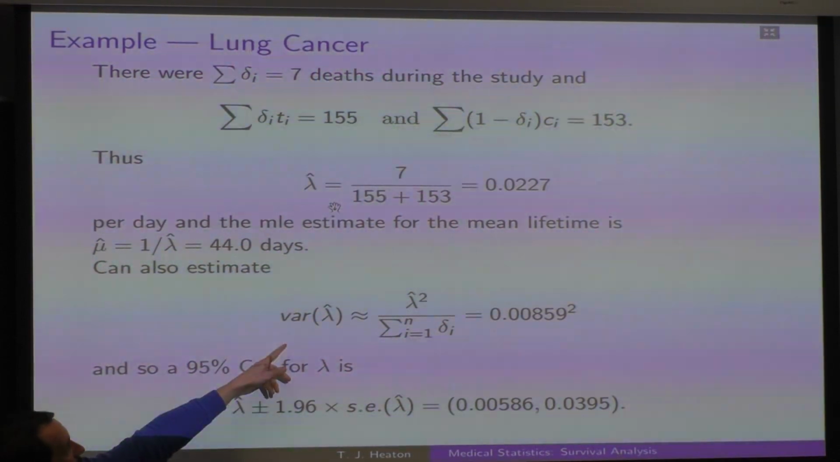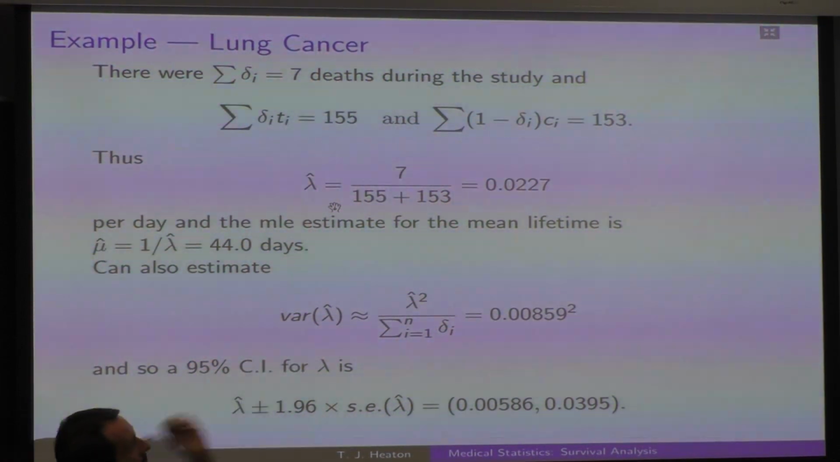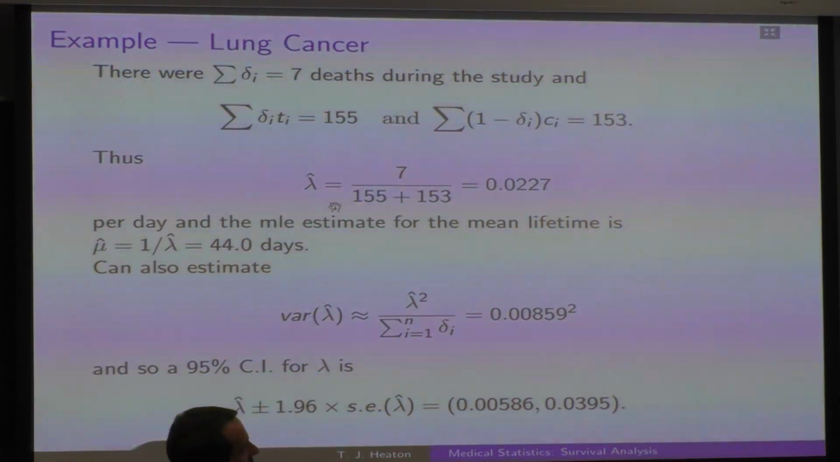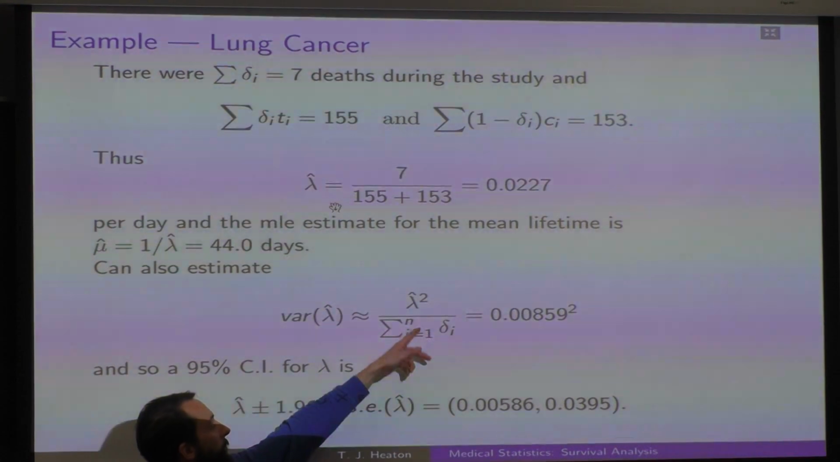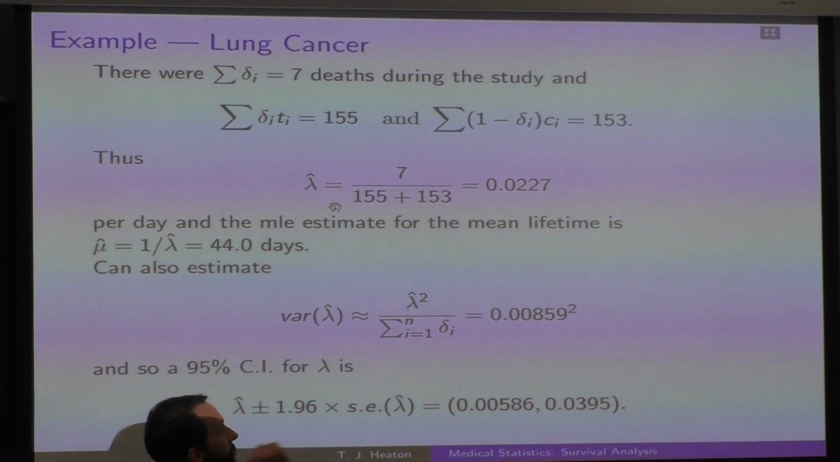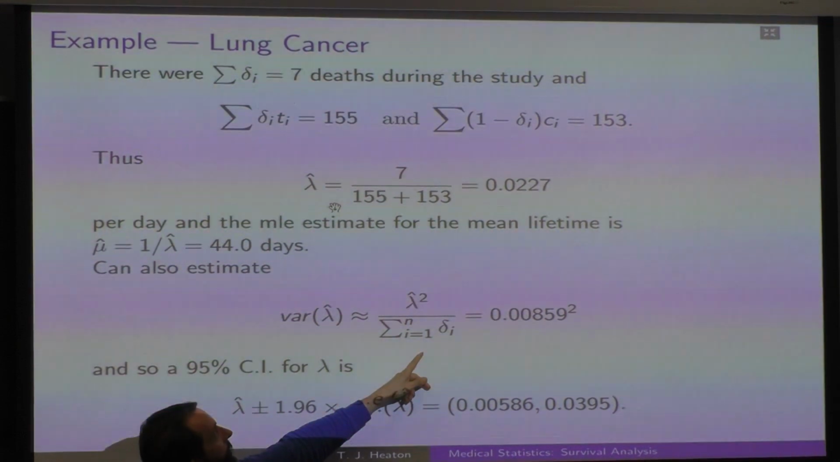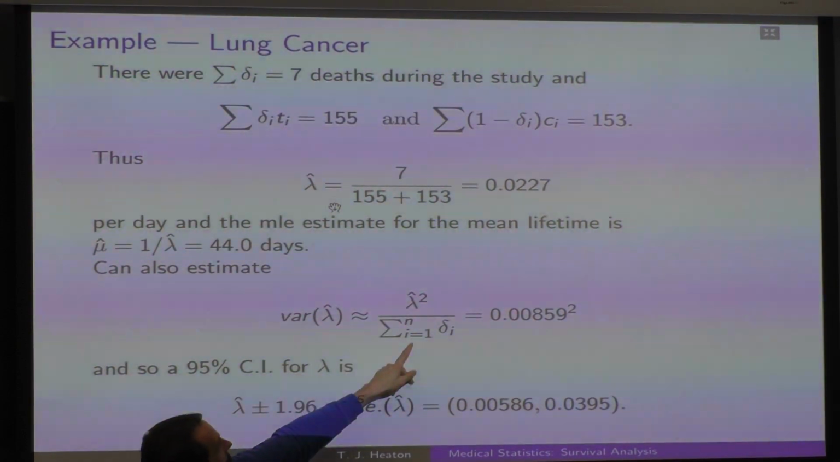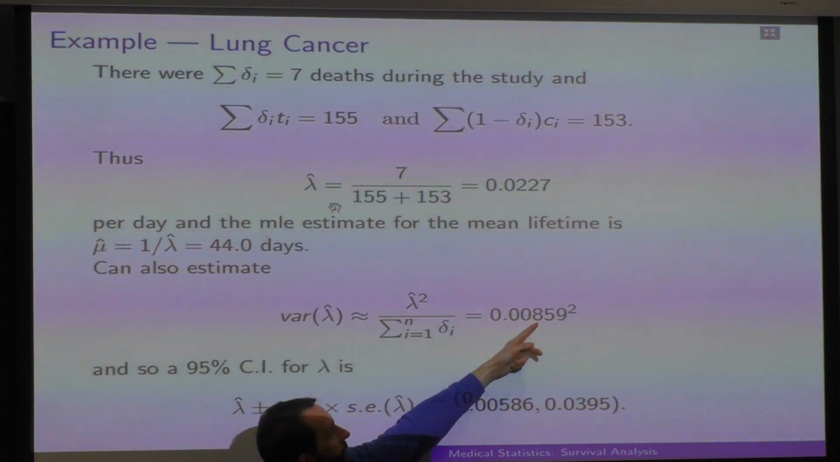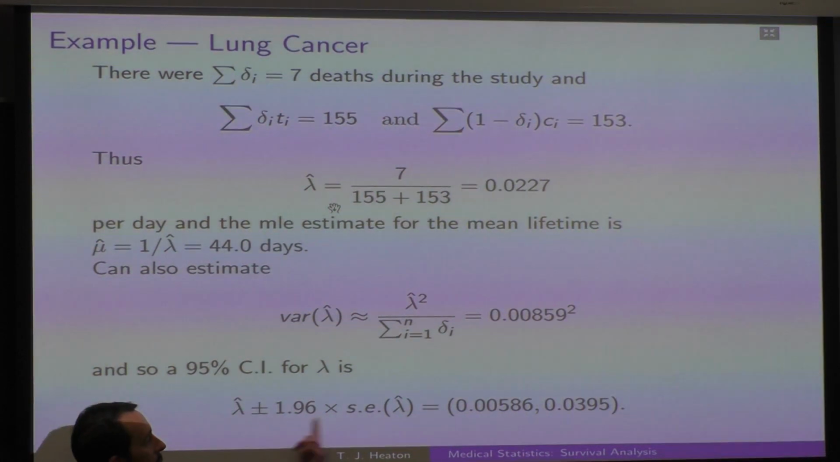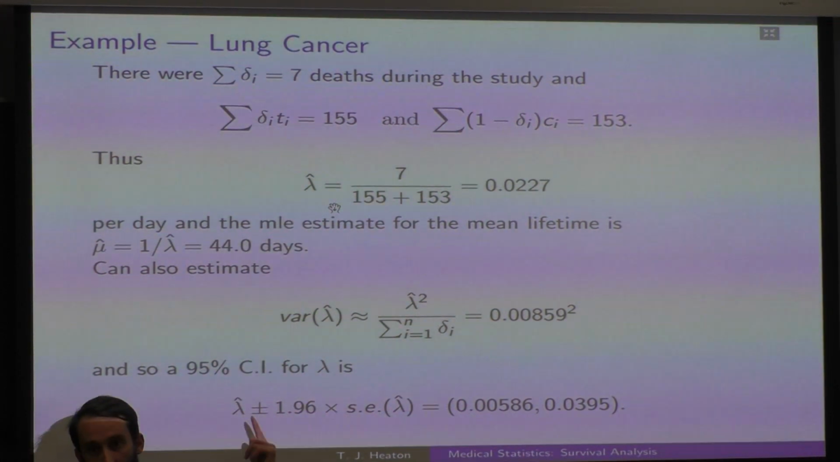Okay, if we want to work out an estimate for the variance of lambda hat, I can use the approximate formula that I gave you last time. You work out lambda hat divided by the total number of people who failed. So lambda hat squared, in this case, divided by 7. And if I want to work out a 95% confidence interval for lambda, I use my standard formula for a 95% confidence interval.